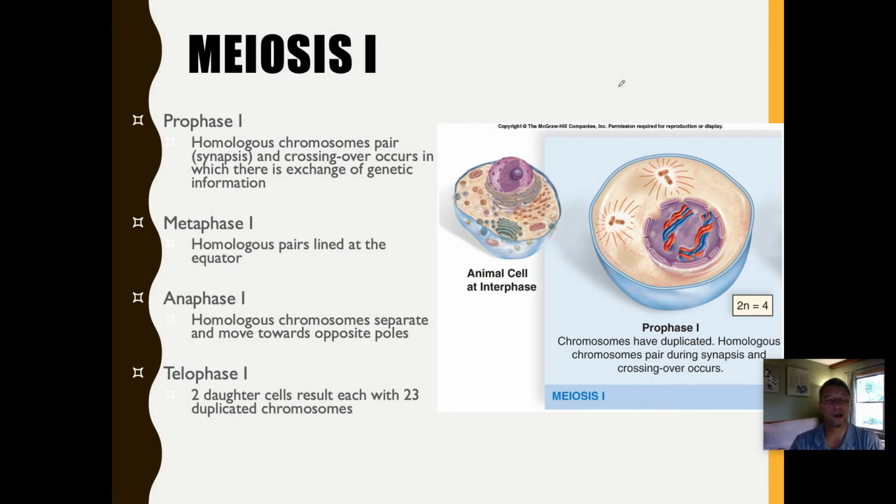Now, a couple of interesting things happen during the first meiotic division. During prophase 1, the homologous chromosomes actually come together and pair up, all right? And so you've got the 2 sister chromatids of mom's number 1 and the 2 sister chromatids of dad's number 1, and they all kind of intertwine. See how they're all mixed up here?